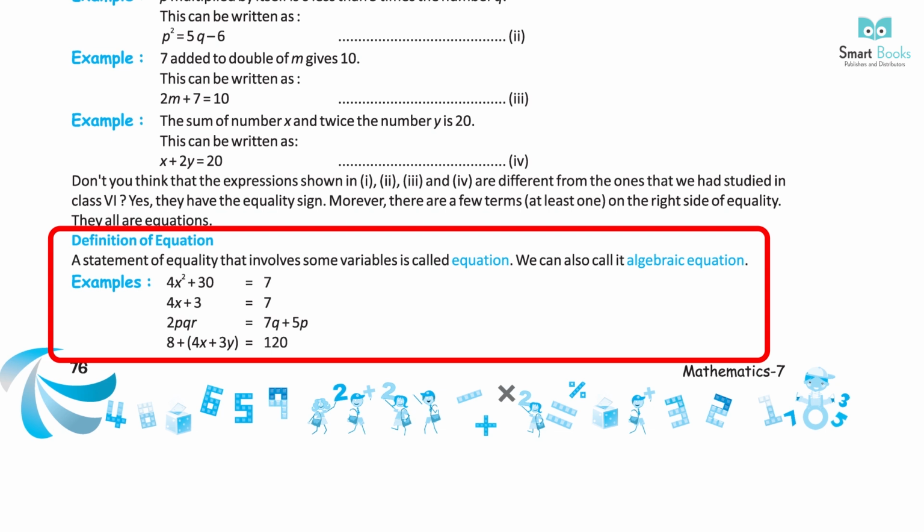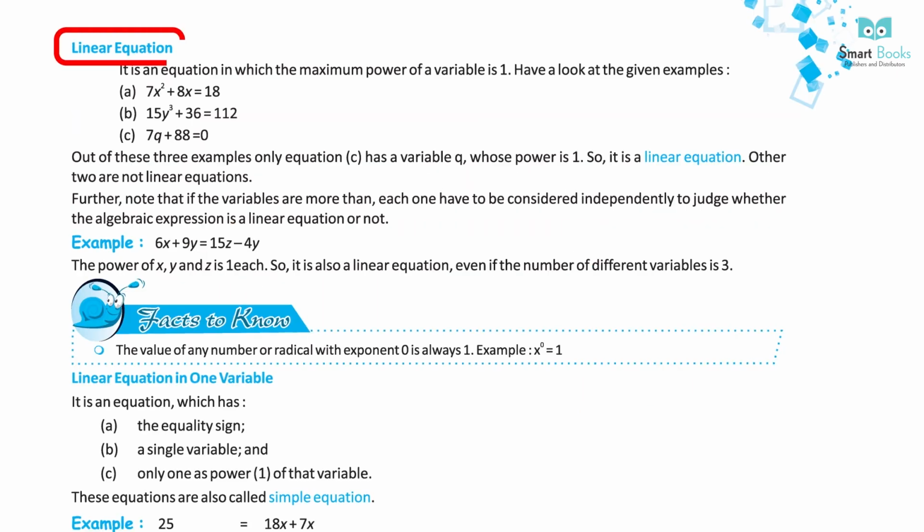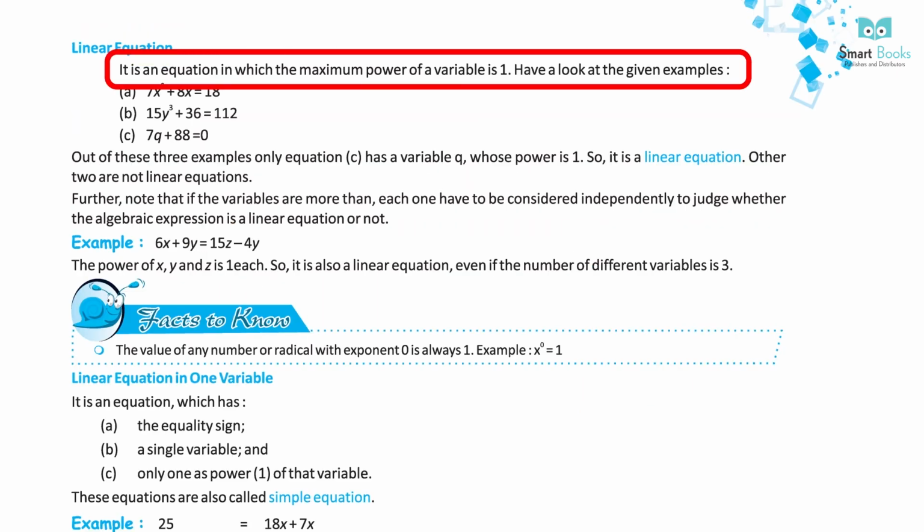Examples: 4x squared plus 30 equals 7. 4x plus 3 equals 7. 2pqr equals 7q plus 5p. 8 plus 4x plus 3y equals 120. Linear equation: it is an equation in which the maximum power of a variable is 1.